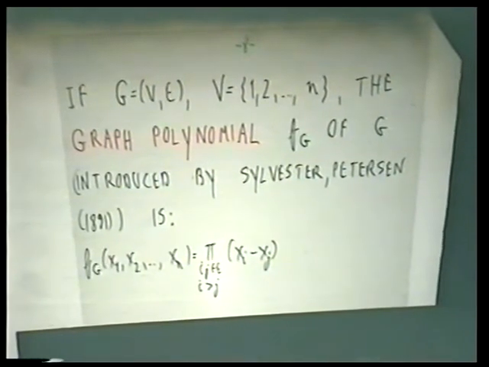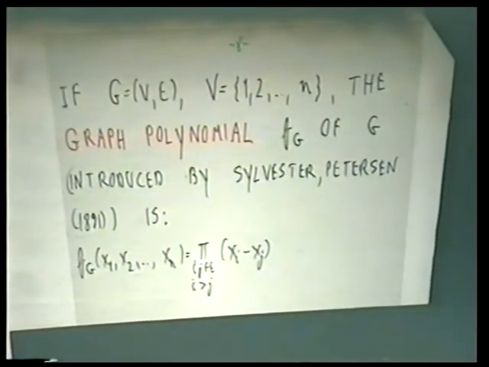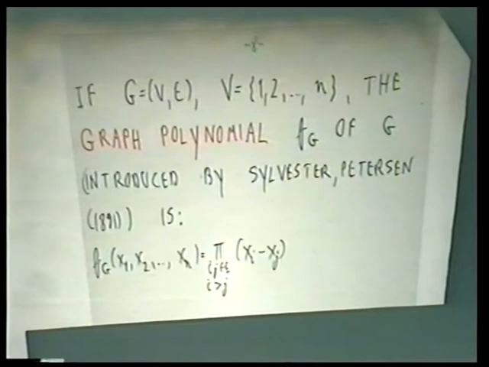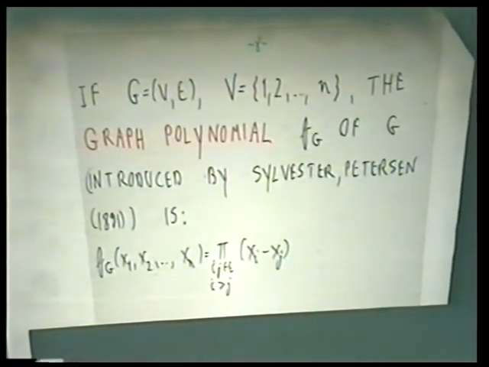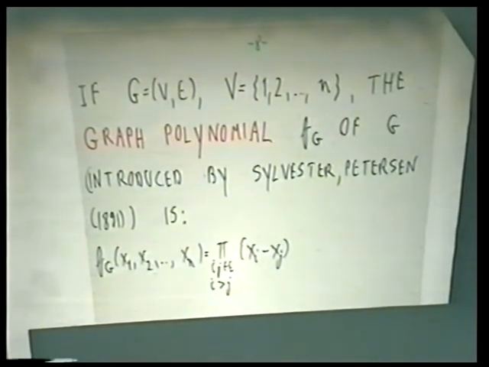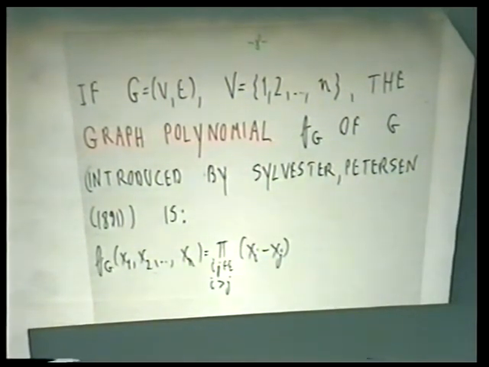But Peterson was the one who really used it in invariant theory. That's in the previous century. And it's a very simple polynomial. So when you give me a graph, let the set of vertices be denoted by 1 up to n. Then we associate every vertex with a variable. And the graph polynomial is the product over all the edges of xi minus xj. Right?